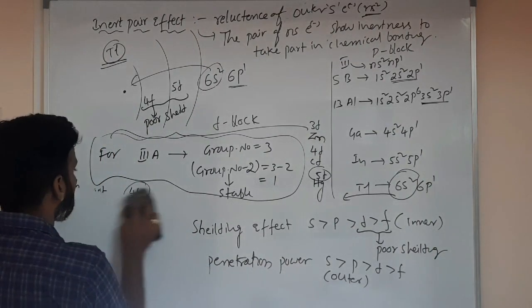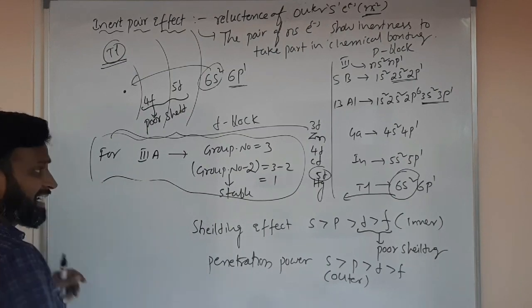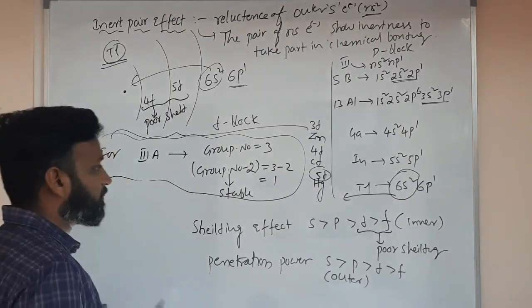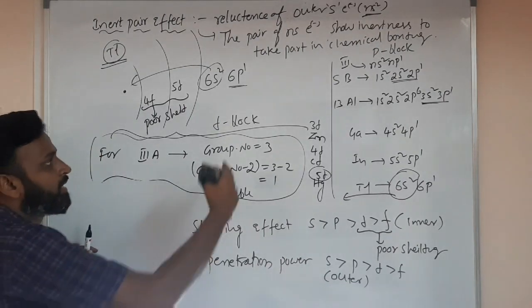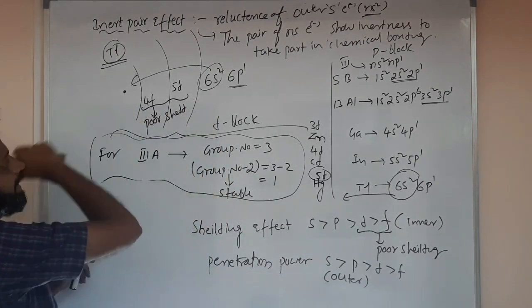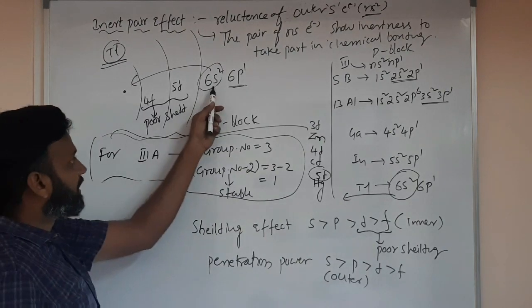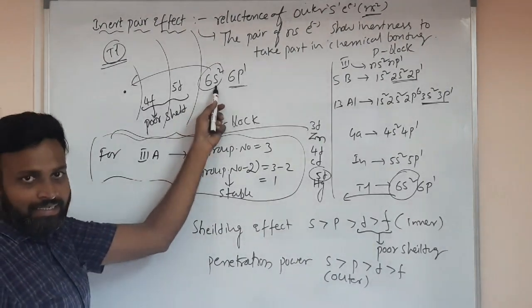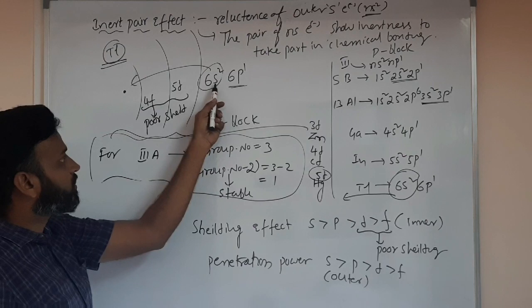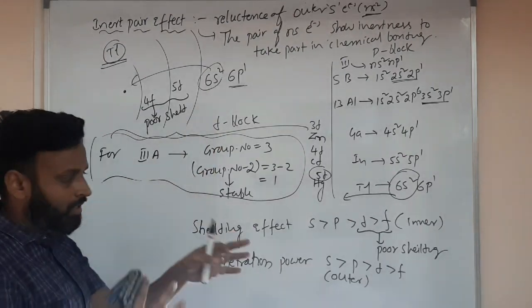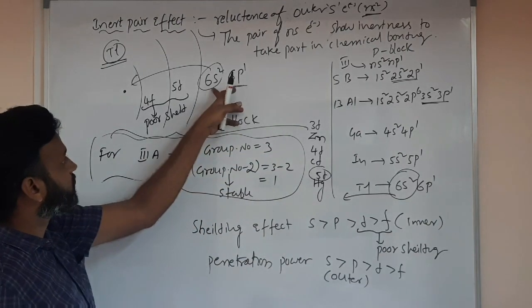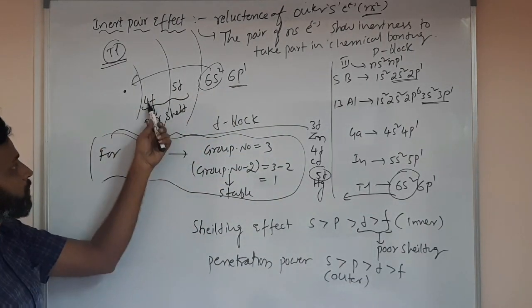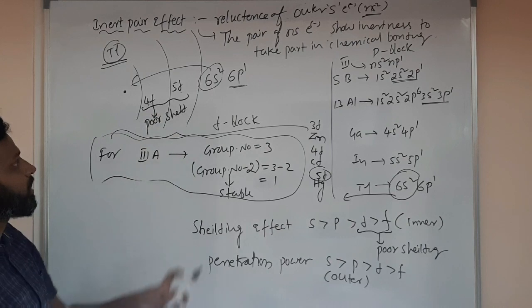What is the inert pair effect? The reluctance of ns electrons to take part in chemical bonding. Why are they showing this? Because outer s electrons are attracted towards the nucleus. Why only s electrons showing reluctance? Because these s electrons are spherical, so s orbitals are more penetrated towards the nucleus. So these are attracted towards the nucleus due to poor shielding effect of 4f and 5d.